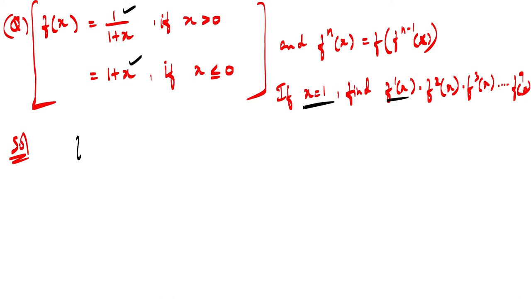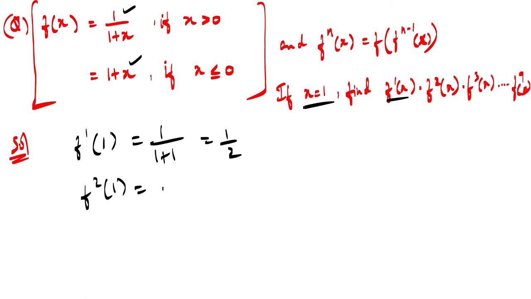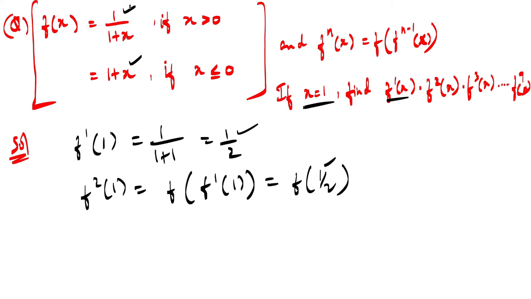So let us calculate f of 1 now. F1x is equal to, so as we know x is equal to 1, let me substitute here. F of 1 is equal to, see 1 is greater than 0, right? So let us take this 1 by 1 plus 1, this is 1 by 2. Now f2 of 1 can be written as f of f1 of 1. So this is f1 of 1, we know the value is 1 by 2. So f of 1 by 2, just substitute this here. So this will be equal to 1 by 1 plus 1 by 2. This will be equal to 2 by 3.